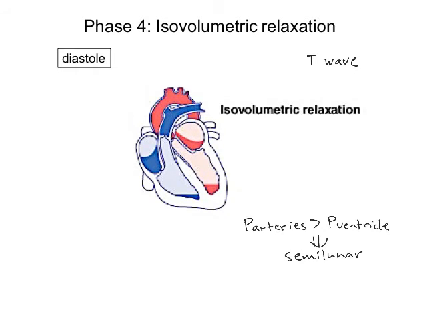So at the beginning of phase 4, the semilunar valves close. This is going to create a sound, the second heart sound, known as dub. Lub-dub. Okay, so the semilunar valves are closed. The AV valves are still closed from before. So all the valves are closed, and there's nowhere for the blood in the ventricles to go. And so the remaining blood that's in the ventricles won't go anywhere. The ventricles don't change their size. And so we say this is the isovolumetric relaxation phase. The ventricles are relaxed and there's no change in volume.